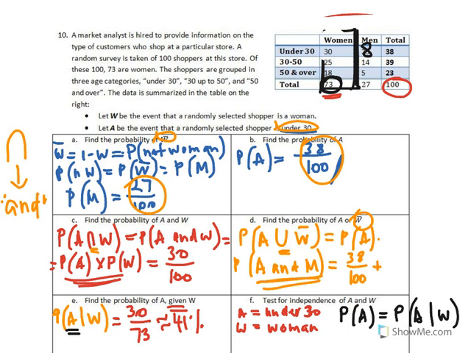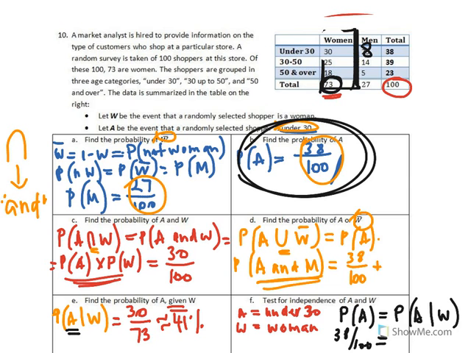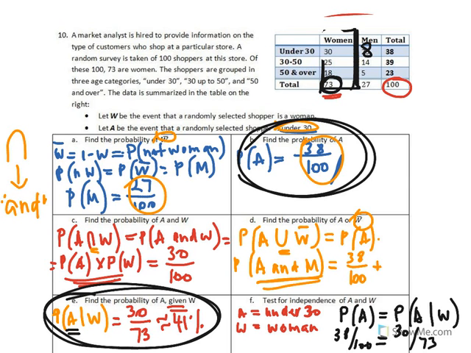The probability of the event under 30 will be equal to the probability of the event under 30 given that the event woman has happened. Now we already know the probability of event A is 38 over 100. Is that equal to the probability of event A given woman, which is 30 over 73? No, it is not. So this is different. This event and this event are different. Therefore, these are not two independent events. These are dependent events.